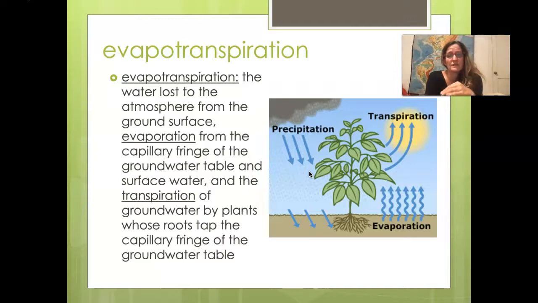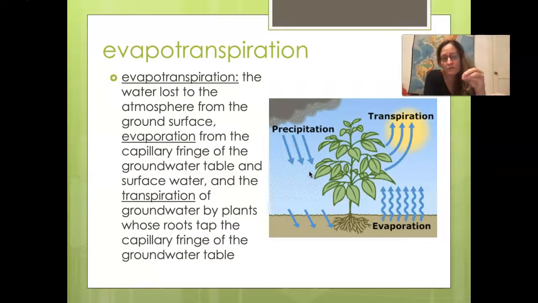The evaporation is from the capillary fringe of the groundwater table. So the moisture that's in the soil is evaporating up and out of that soil. It's also evaporating straight from our surface waters. Transpiration occurs from the leaves of plants. So those work together to make evapotranspiration.